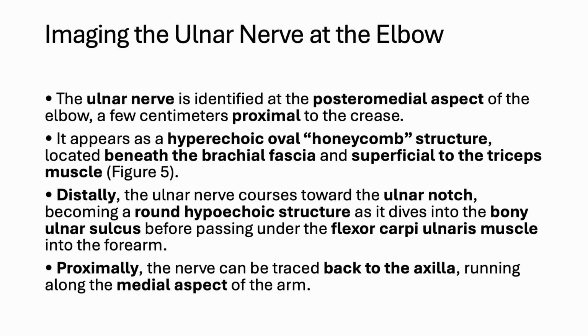Distally, the ulnar nerve courses towards the ulnar notch, becoming a round hypoechoic structure as it dives into the bony ulnar sulcus before passing under the flexor carpi ulnaris muscle in the forearm. Proximally, the nerve can be traced back to the axilla, running along the medial aspect of the arm.